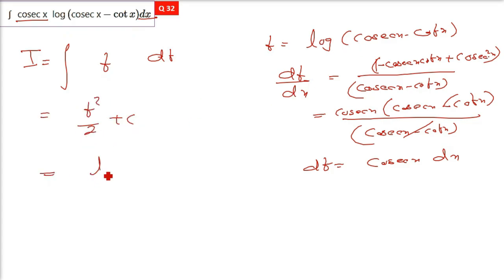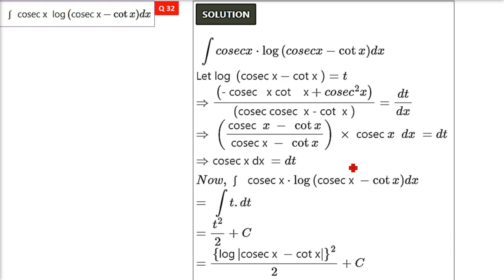T was log cosec x minus cot x. Don't forget to put it inside the modulus sign. So log cosec x minus cot x, and take a bigger bracket and then square it. Half will be outside and plus constant of integration. This is your result. So this is how you are going to write. Better way to write this one.